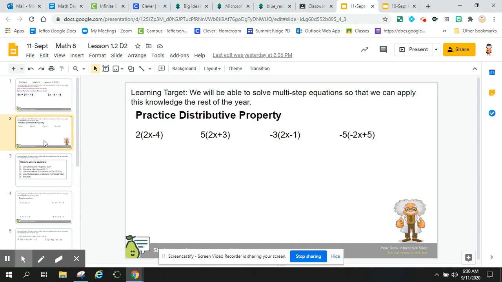Here on slide 2, I'm going to have you practice the distributive property. Remember that the distributive property means that you take the number that is outside and you multiply it to what's inside. So for instance, on this first problem, 2 needs to be multiplied to the 2x, which will get you to 4x, and then the 2 needs to be multiplied to the negative 4, which will get you to negative 8. So your answer will be 4x minus 8. Practice these in your comp book so that you have them as notes.